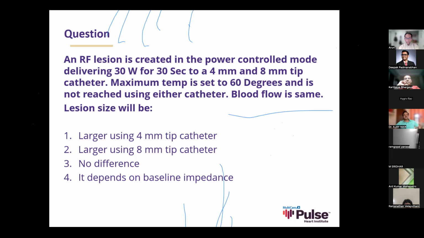The other strategy, for high impedance, would be to add a second patch. If you don't have a second patch and your impedance is very high, you can add a second grounding patch, and that reduces the impedance.